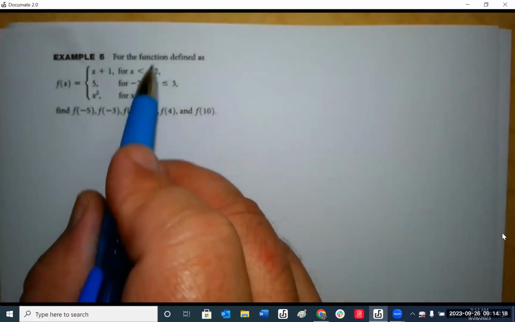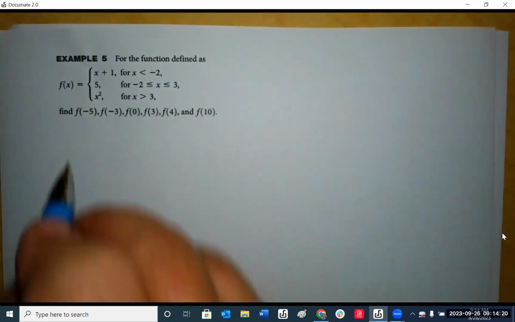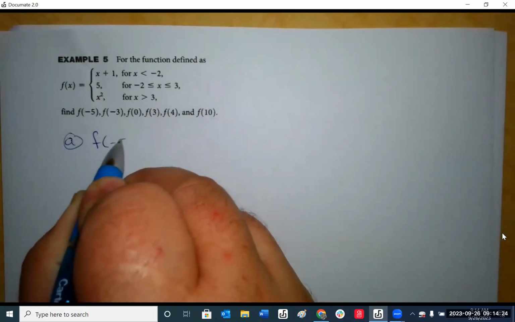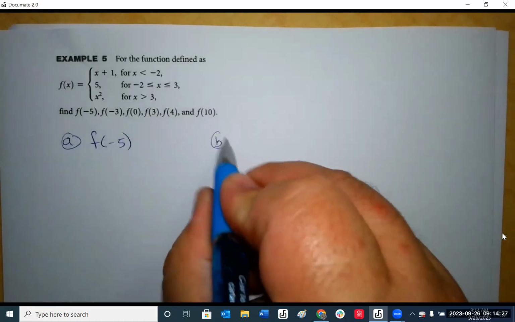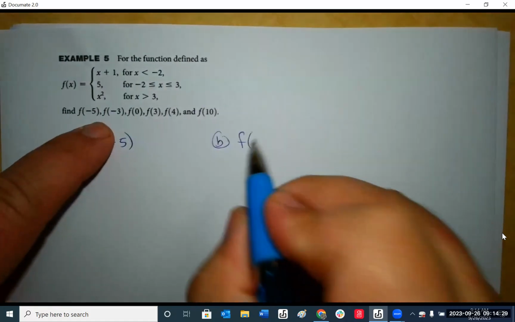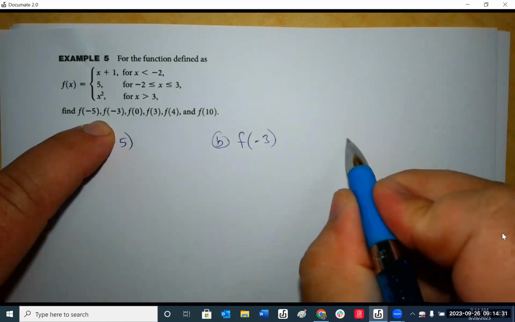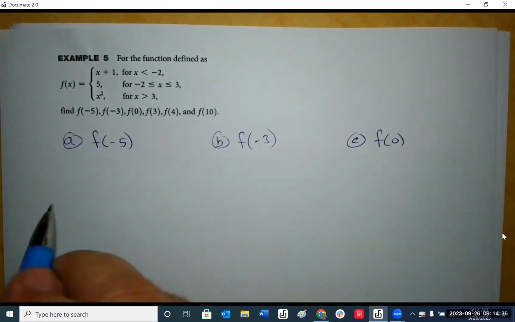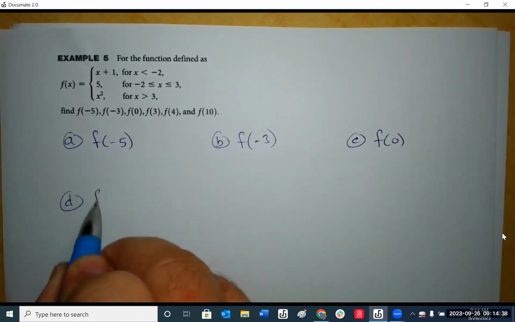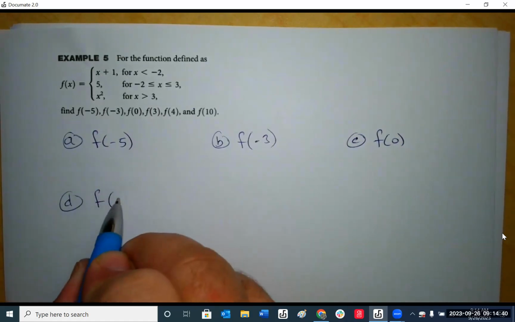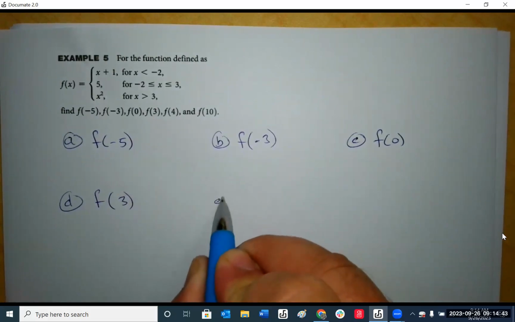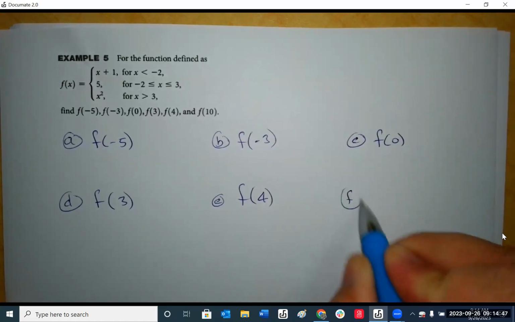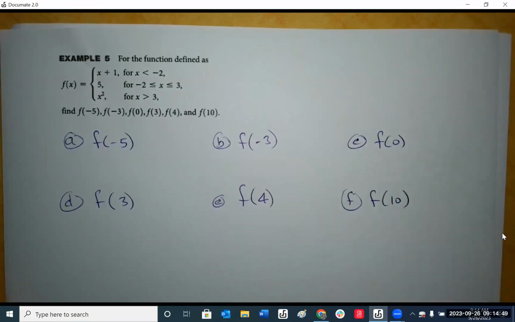All this one's asking for, it doesn't ask us to graph, it asks us to find the functions. So f at negative 5, f at negative 3, f at 0, f at 3, f at 4, and f at 10.